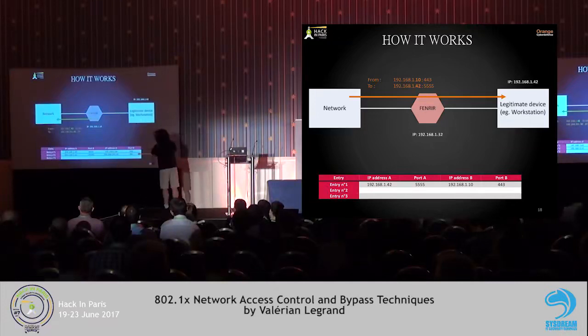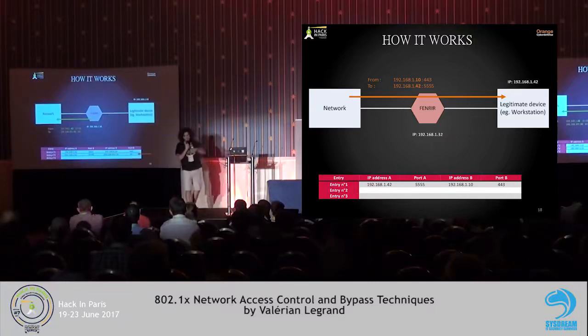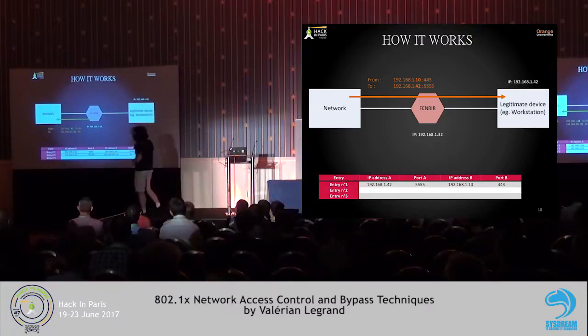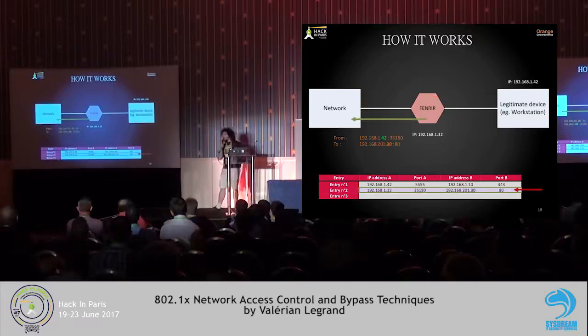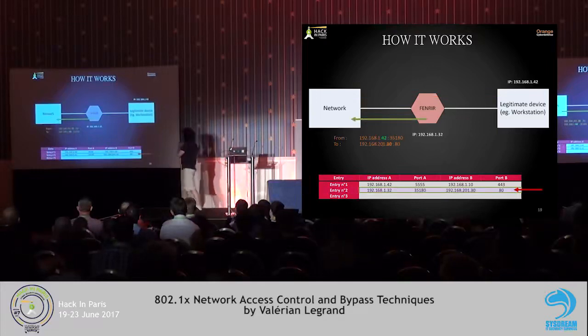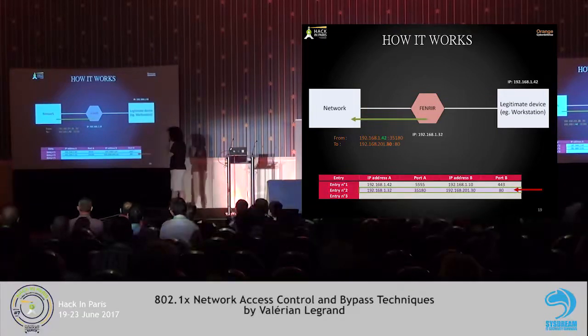As you can see, we have the source IP address, that is the rogue host IP address. But before sending it on the wire, we will rewrite the frames so that they appear to be coming from the legitimate device. And now, when the answers come back, we have a problem because the destination address is the legitimate device address. And so Fenrir needs to know where to send it.